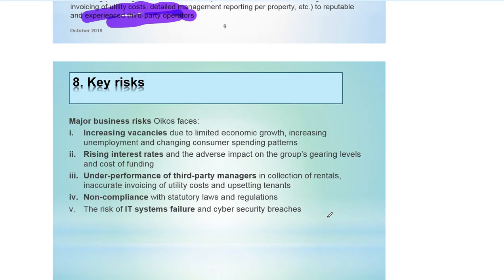Number 8 takes us to the key risks that the business is facing. It is important for you to understand that each and every business will have risks, and by being provided the risks, it gives you an idea of the kind of triggers that might come when we move to other documents which have triggers. Now, the major business risk Oikos faces is increasing vacancies due to limited economic growth, increasing unemployment, and changing consumer spending patterns. So, what does that mean for you candidates?